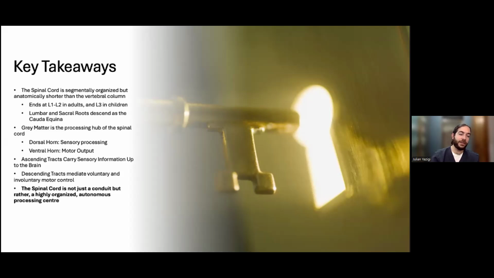But by far, the biggest takeaway from today is that the spinal cord is not just a conduit, but rather it's a highly organized, autonomous processing center.